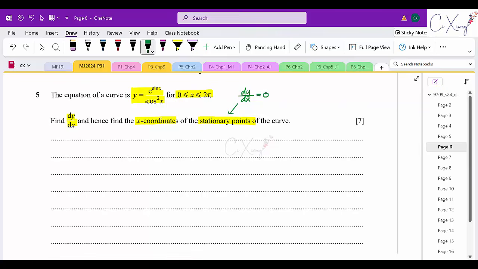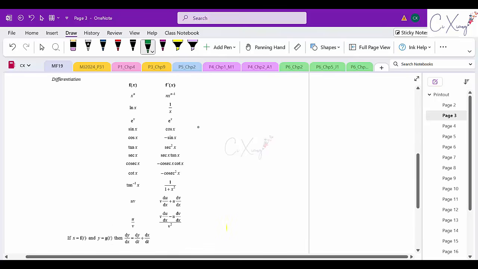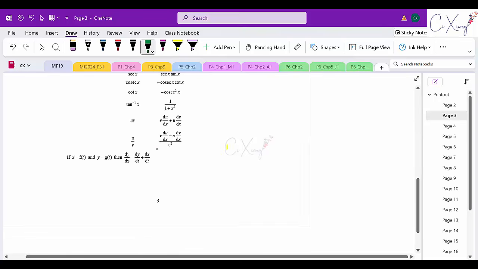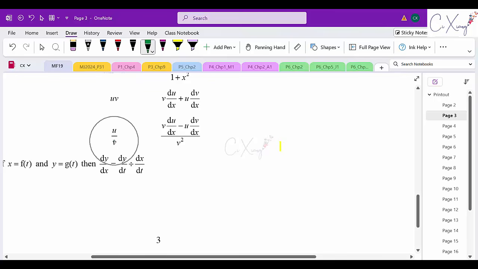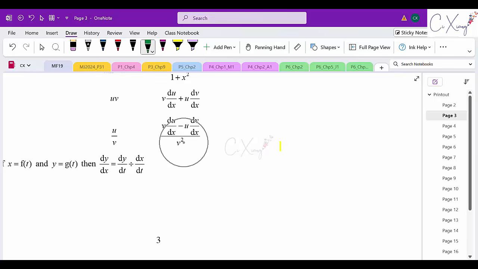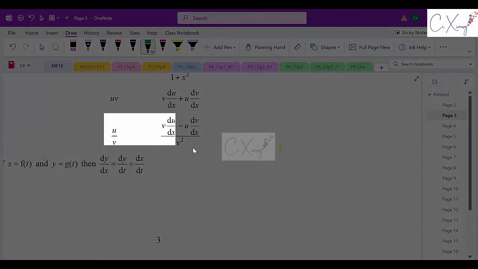For this question, you can see that you have a fraction here. So when you want to find dy/dx, we can try to use the quotient rule. The quotient rule is something like this. When you have a fraction or an expression in rational function, you can apply the quotient rule like this. This is the general formula for the quotient rule. Maybe I can try to copy it over.